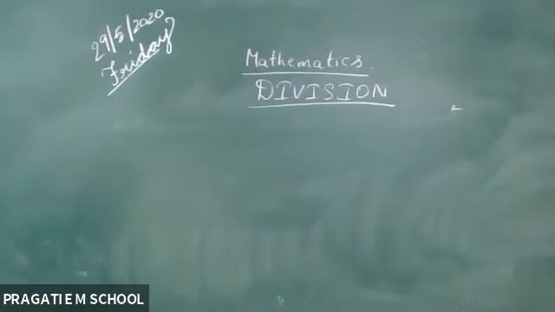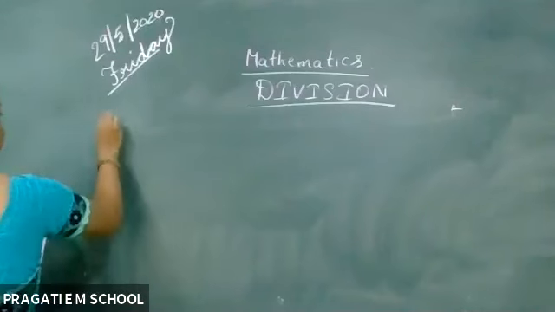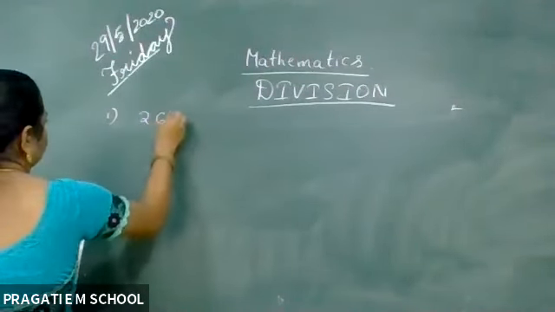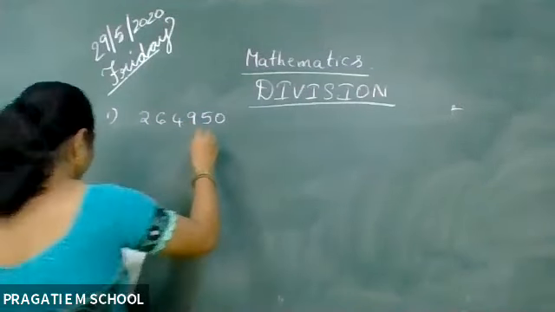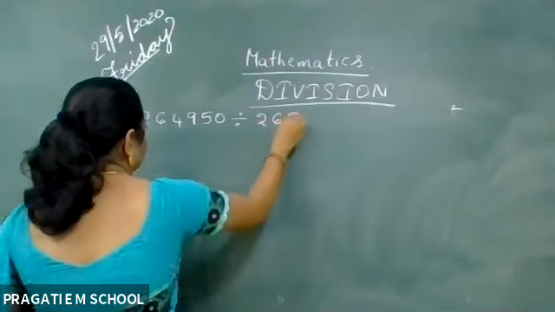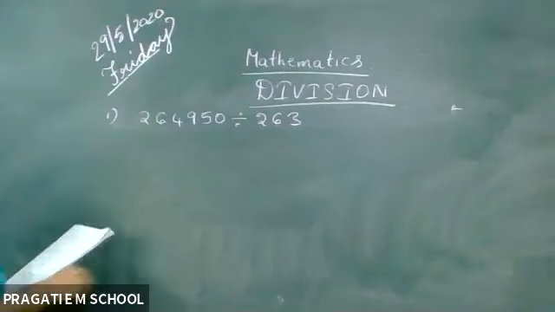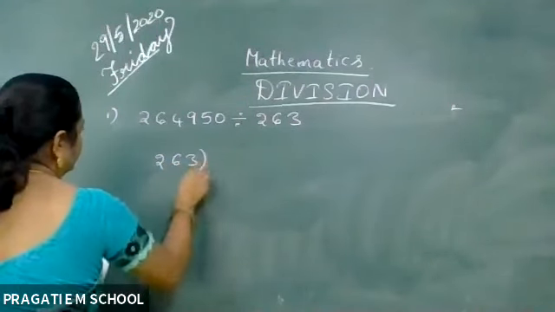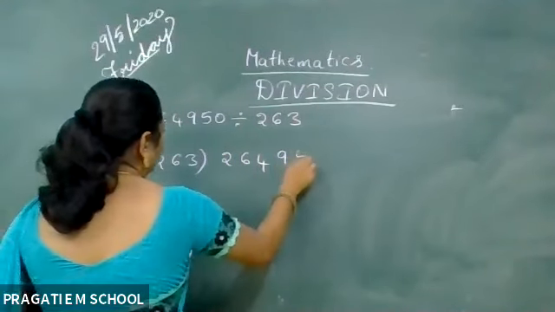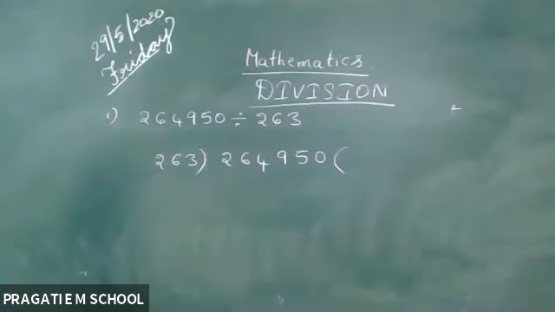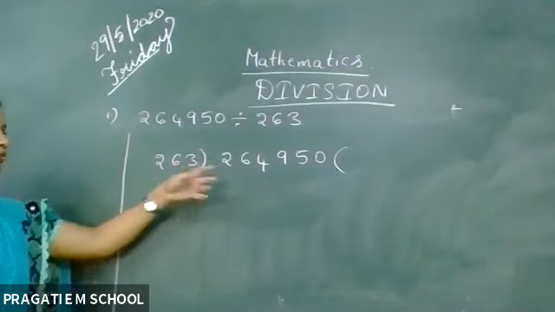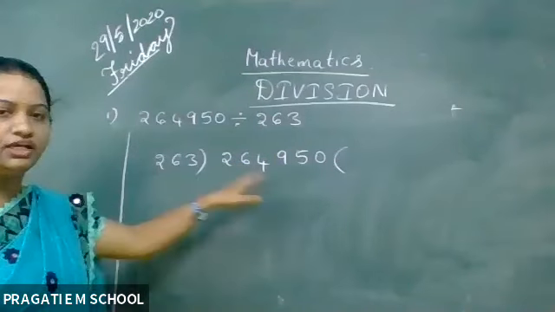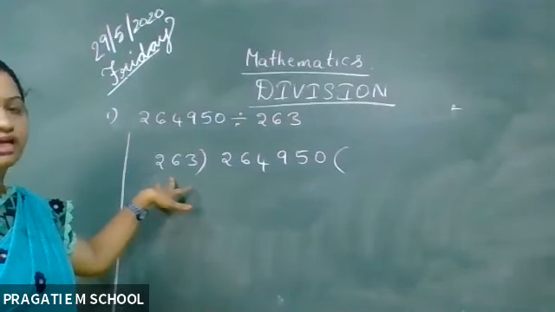Now we have 2,64,950 divided by 263. You have to divide by 263, children. So see here, 263 and 2,64,950. Children, observe here, 2,64,950 should be divisible by 263. We have to do the division now.